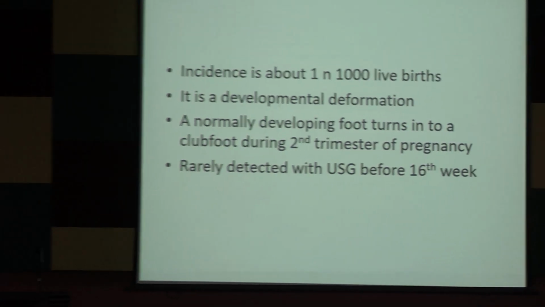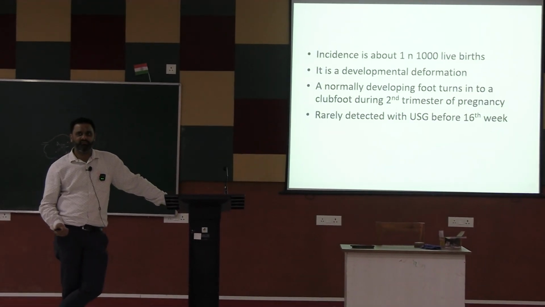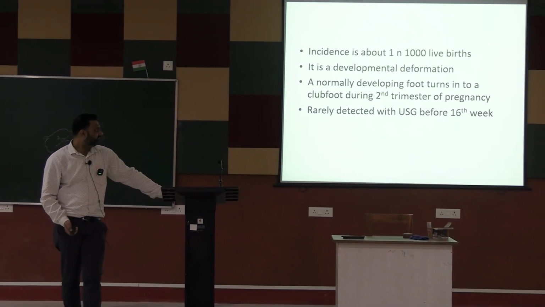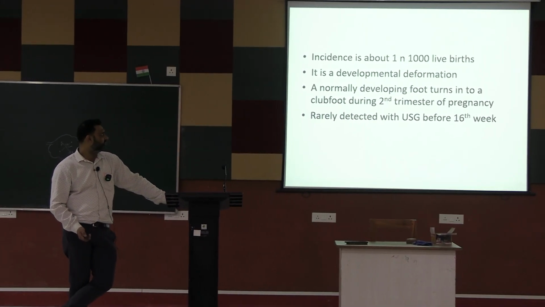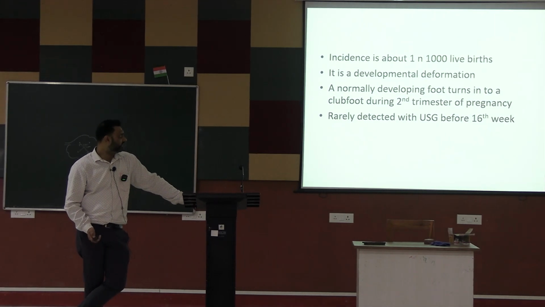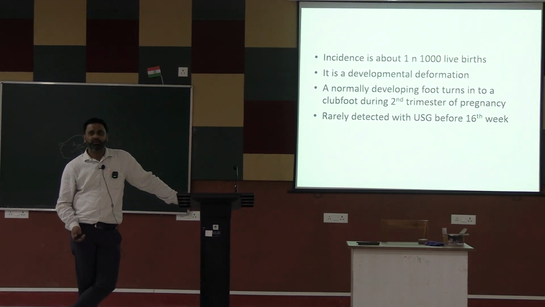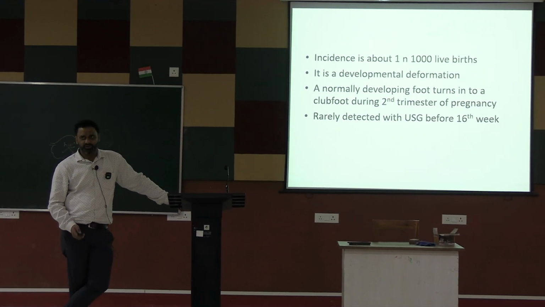So incidence: it is about 1 in 1000 live births. For every 1000 live births, there is one CTEV child. It is a developmental deformation. Normally, a developing foot turns into a clubfoot during the second trimester of pregnancy. It is rarely detected on USG before 16 weeks, but it is detected in the prenatal period on USG.